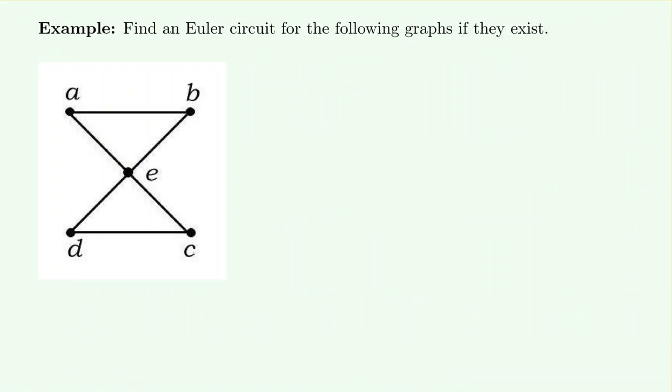The question begins by saying find an Euler circuit for the following graph if they exist. So that means before we start writing one down, we want to know if it exists. To do so, we think, are all the vertices of even degree? Let's write out the degrees of each of these vertices next to them. Vertex A is degree 2, vertex B is degree 2, E is degree 4 because there's 4 edges coming from it, C is degree 2, D is degree 2. Since these are all even degree, we know that this has an Euler circuit.